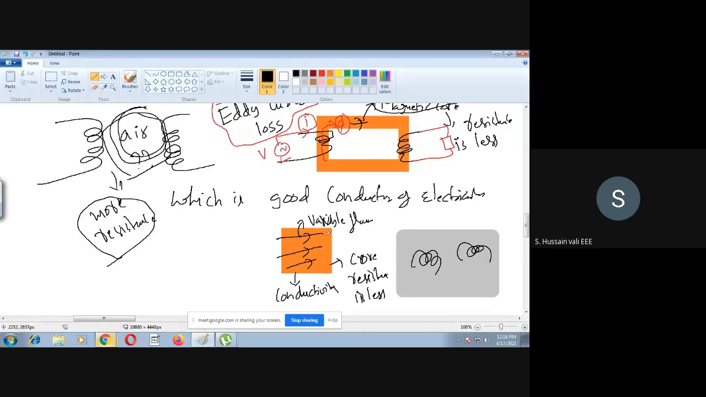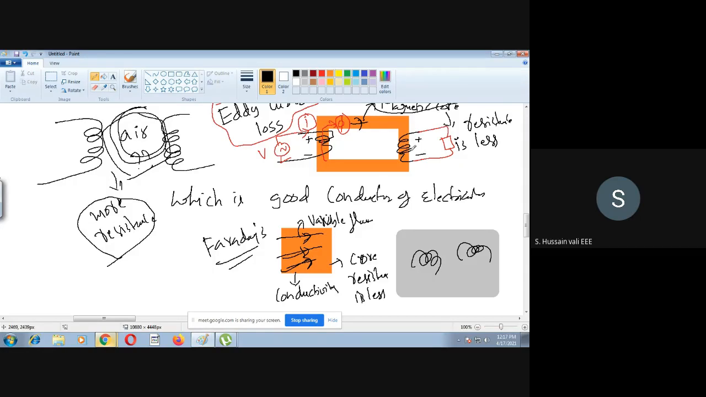So if it is a conductor, and in the conductor a variable flux is flowing, then what does Faraday say to us? Faraday says that when a flux is linking a conductor, even though it is a good or bad conductor, an EMF will be induced in the conductor. What we studied when I explained the principle of operation of the transformer: there is an EMF induced in the primary, and an EMF induced in the secondary.